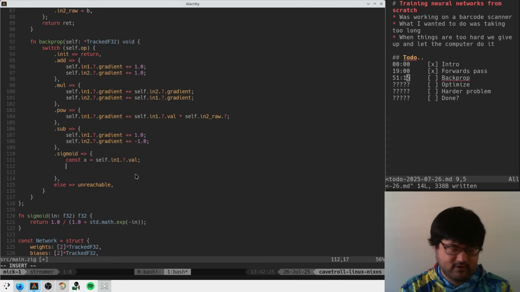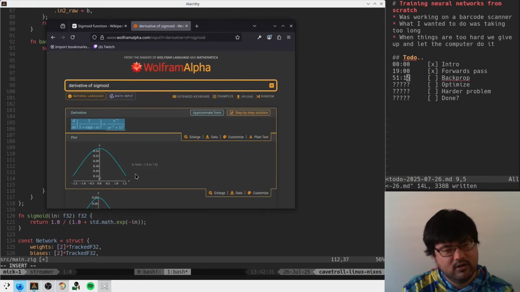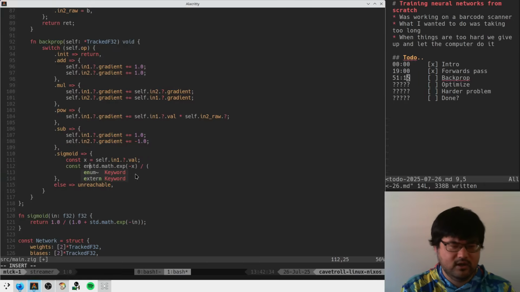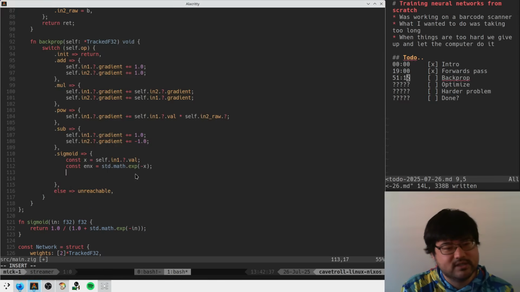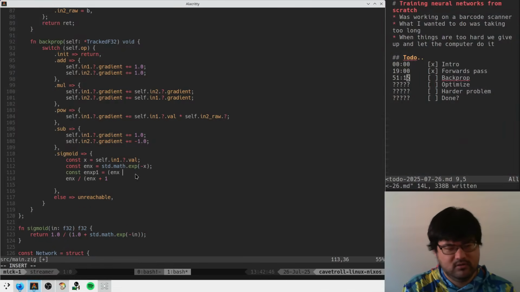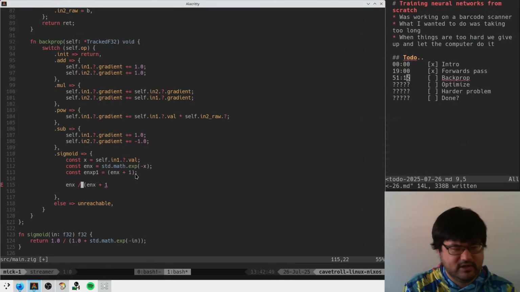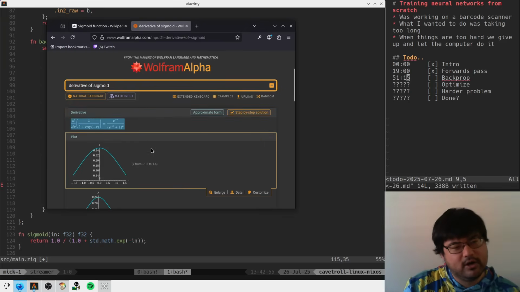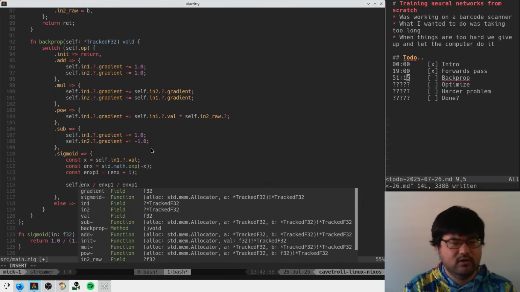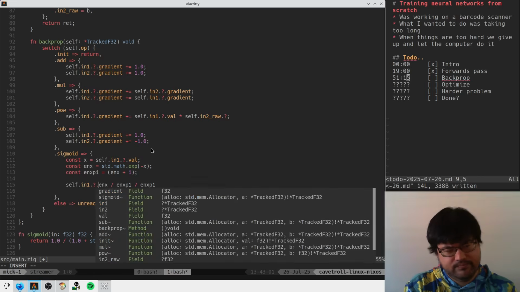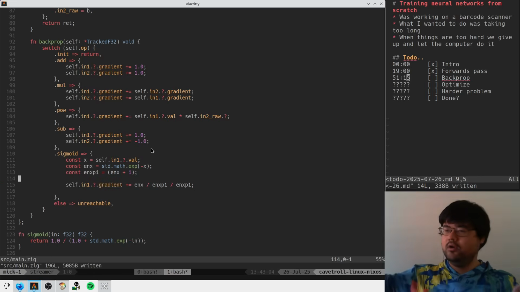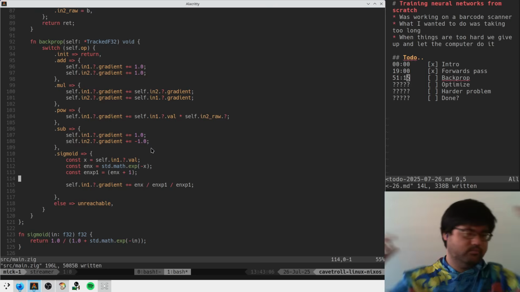And then we have e to the negative x over e negative x is this. So it's e to the negative x over e to the negative x plus 1. And it's like this, I think, right? Because that's squared on the bottom. Yeah. Okay. I think that's right. Fuck it.